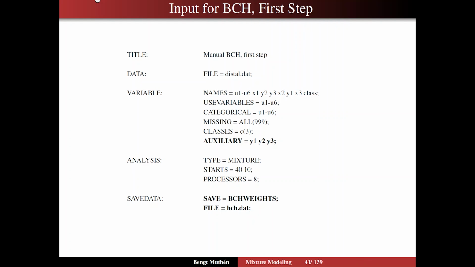Now let's turn to the second multi-step method, BCH. So the first step once again goes back to the original data, distal.dat, with its names list. And since the first step, we're going to use only the latent class indicators. And now we're going to once again save the distal outcome variables for the last step. And in this case, we save them together with BCH weights, the weights that BCH needs for the last step. So that's instead of the fixed logits. So the file is bch.dat.